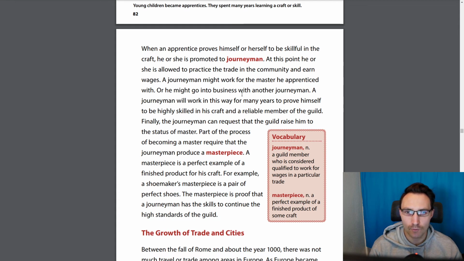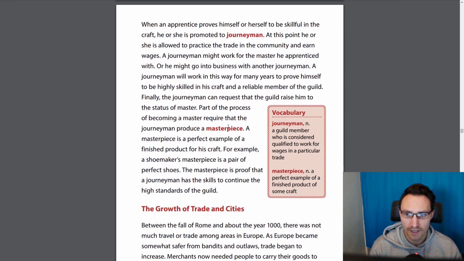A journeyman might work for the master he apprenticed with, or he might go into business with another journeyman. A journeyman will work this way for many years to prove himself to be highly skilled in his craft and a reliable member of the guild. Finally, the journeyman can request that the guild raise him to the status of master.